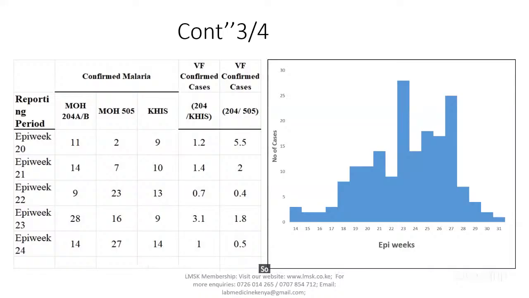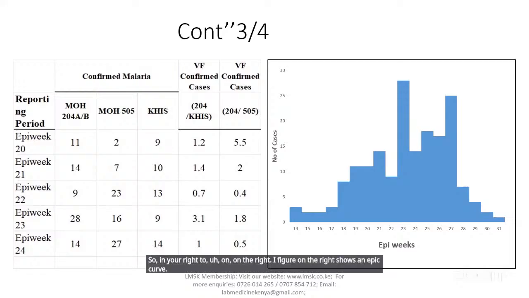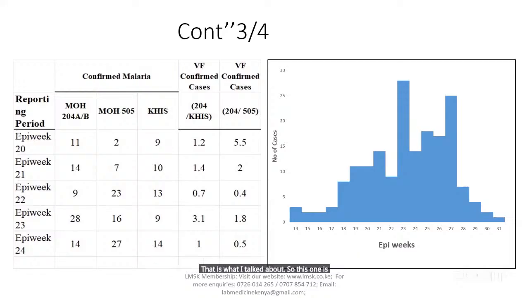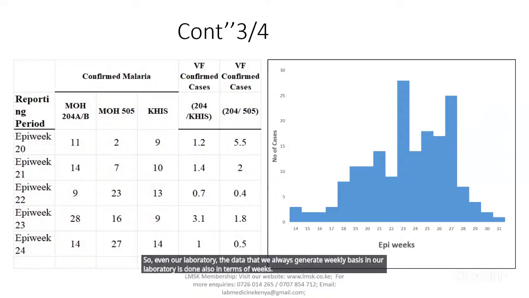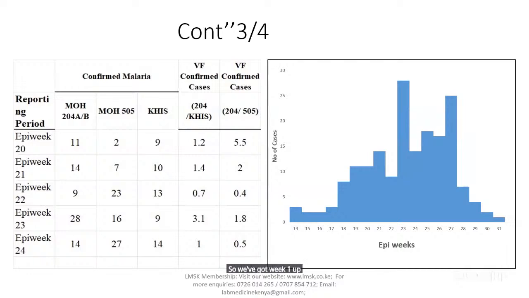So on the right, the figure shows an epicurve. That is what I talked about. This one is done in terms of epidemiological weeks. Even the data that we generate on a weekly basis in our laboratory is done in terms of weeks. So we've got week 1 up to week 52. Week 52 is the last week. A week usually runs from Monday to Sunday.